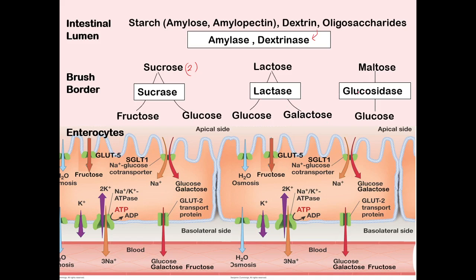For maltose, you have a glucosidase. So glucosidase yung name for the enzyme. It will give you 2 units of glucose. So this glucose will enter now sa ating mga enterocytes via this Na plus glucose co-transporter. So, may pumapasok na sodium, and then may pumapasok din na glucose. At kasama doon na pumapasok din yung galactose.